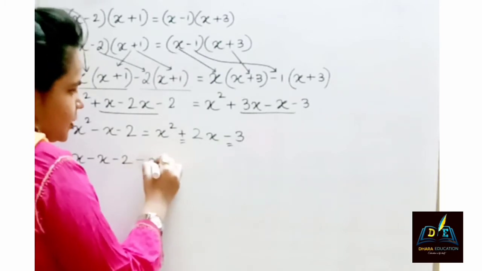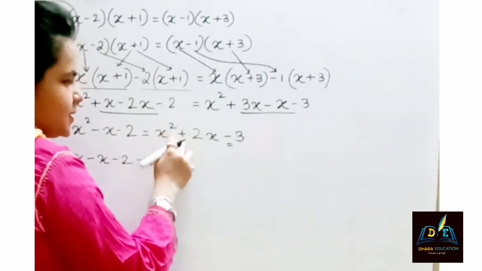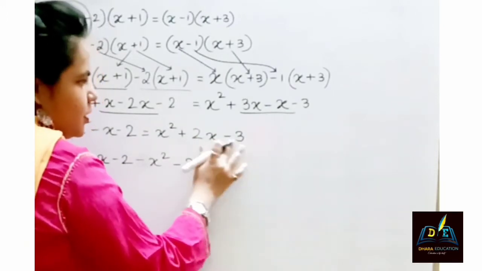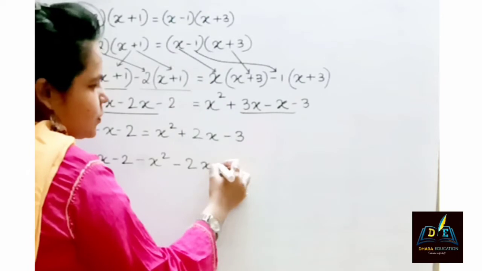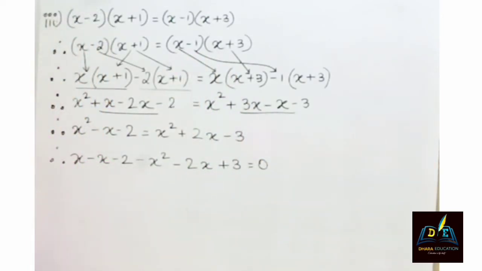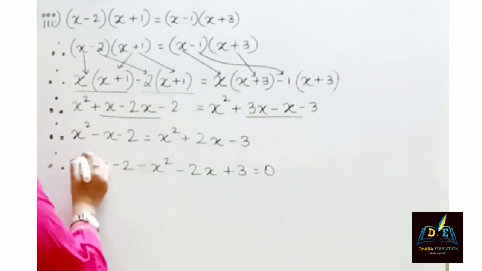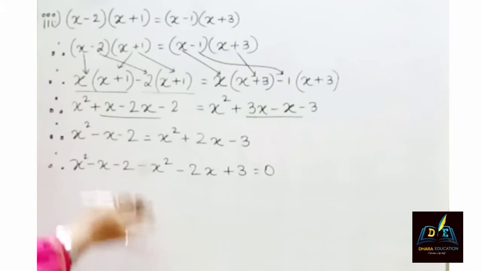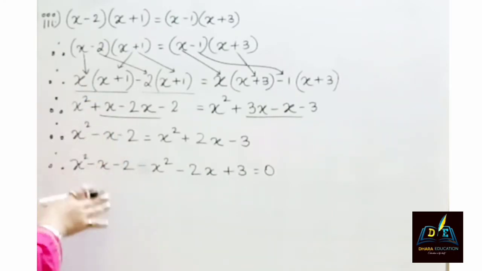Minus x square. Here plus 2x is there, so I will write minus 2x. Here minus 3 is there, so I will write plus 3 is equals to 0. Am I clear on this point? Here what we need to do is this. Now we have to understand what to cancel and what not to.